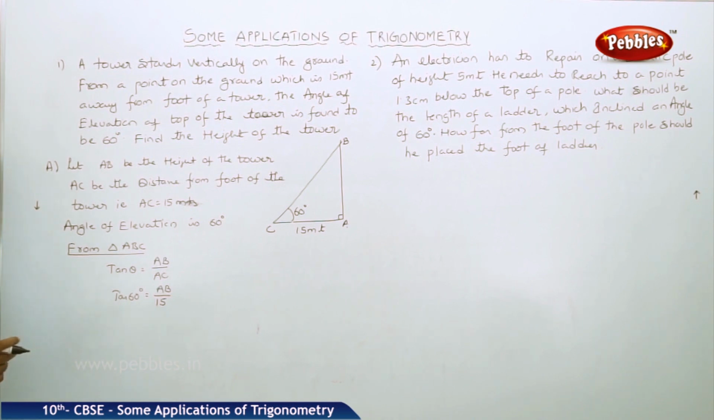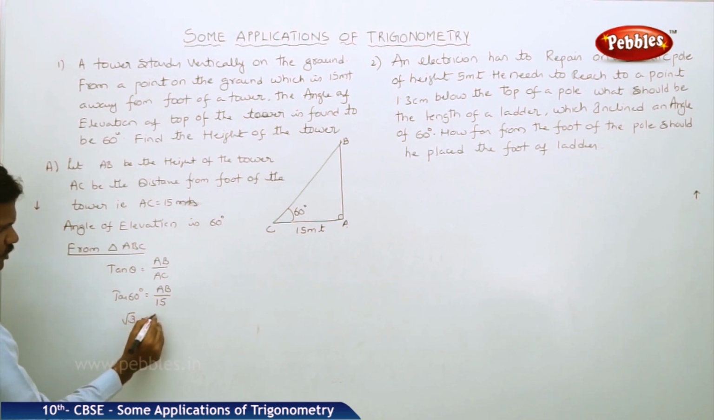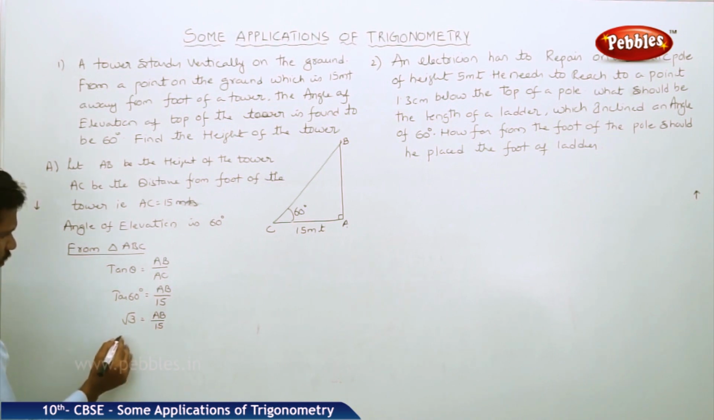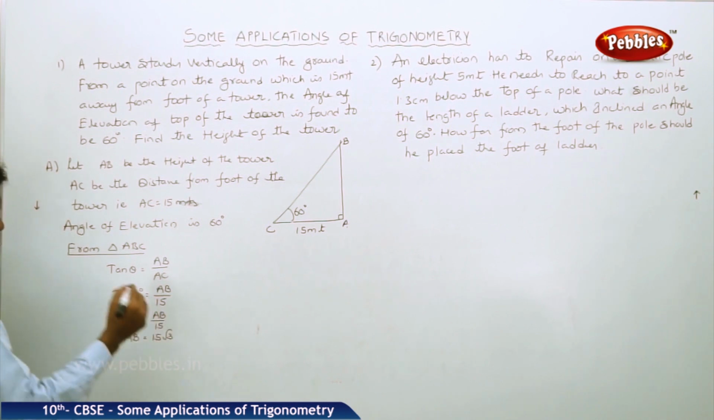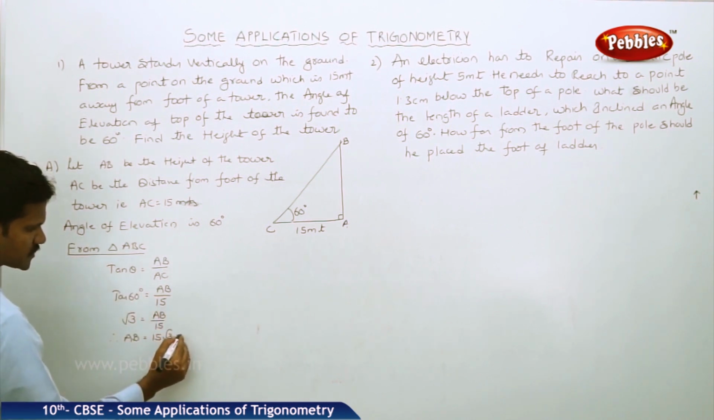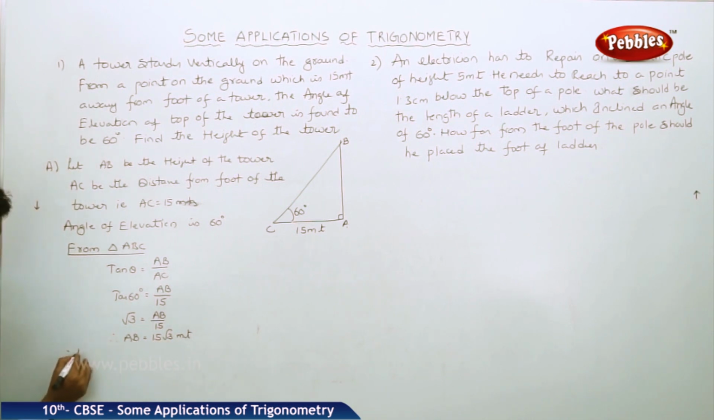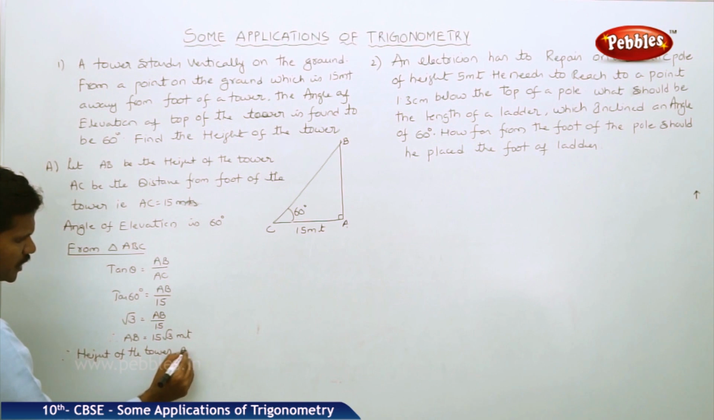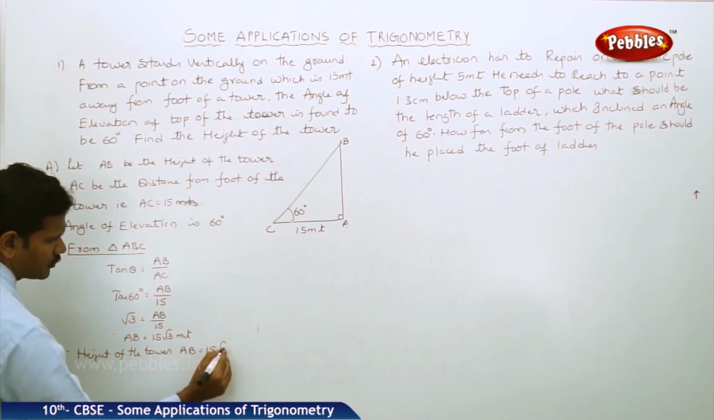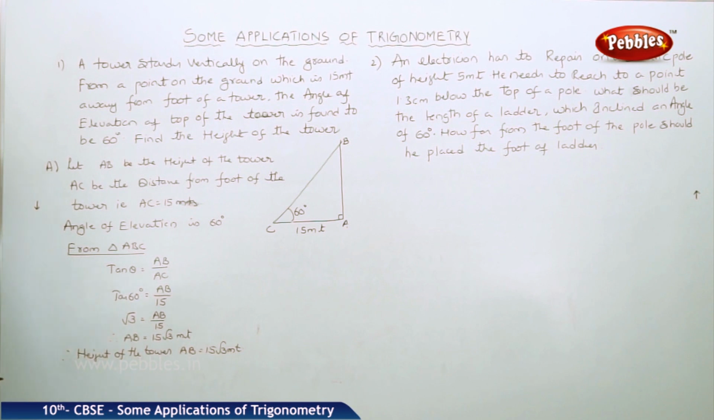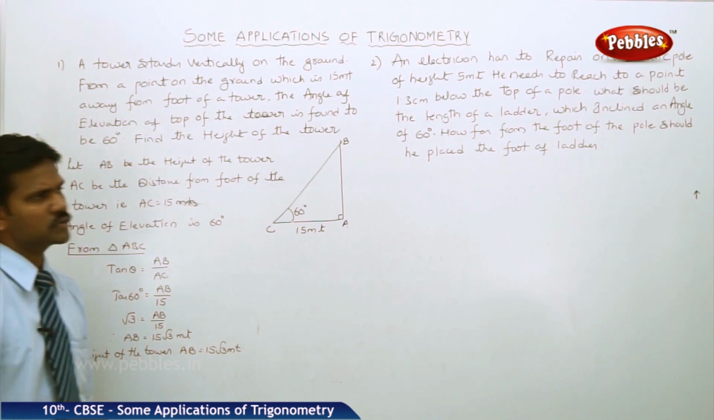We know the value of tan 60 is root 3, so root 3 is equal to AB by 15. Therefore AB is equal to 15 root 3 meters. Therefore, the height of the tower AB is equal to 15 root 3 meters. Now let us come to the second example.